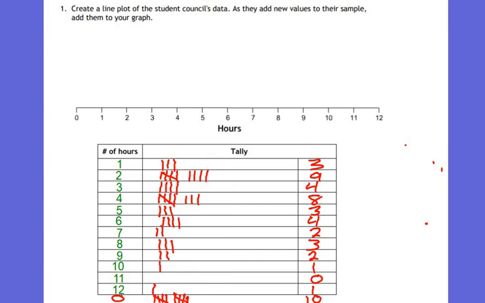Okay, so we got our tally system going. And we can kind of tell with our tallies, did many people do a lot of hours of homework a week? No. But a line plot kind of helps us see the data better. What a line plot does is, for instance, 0 hours. How many people said 0 hours? 10. So I'm going to put 10 dots above 0.